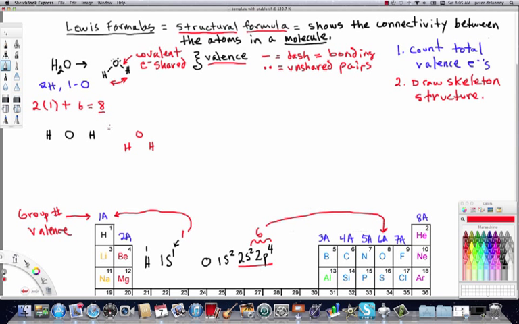All right. Now, once we have the skeleton structure, so we've put the outer atoms around a central atom, then the third thing that we're going to do now is we're going to connect central atom to outer atoms using dashes.